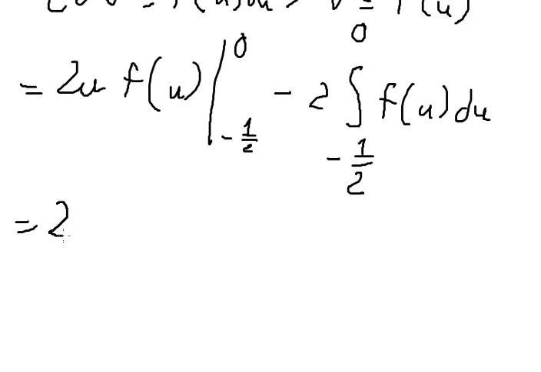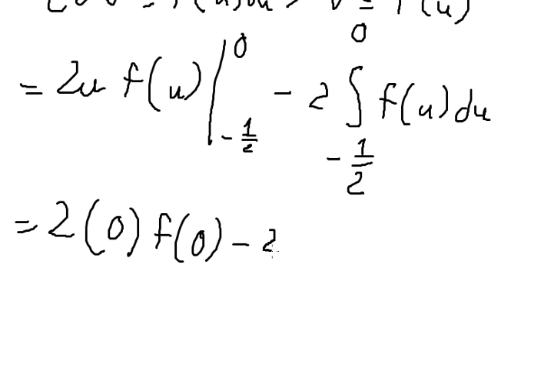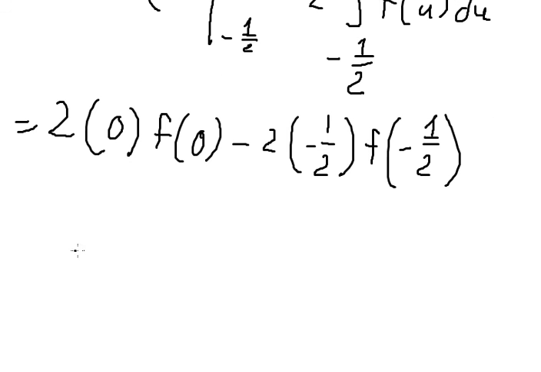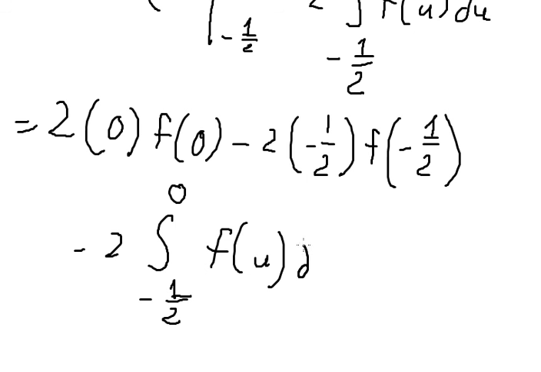And now we put the bounds in here. We will have 2 times 0 times f of 0, and we have negative 2 multiplied by negative 1 over 2 times f of negative 1 over 2, minus 2 times the integration from negative 1 over 2 to 0 of f of u du. This one is 0, because we have 0 multiplied by this one and this one. That's why you got 0 in here.